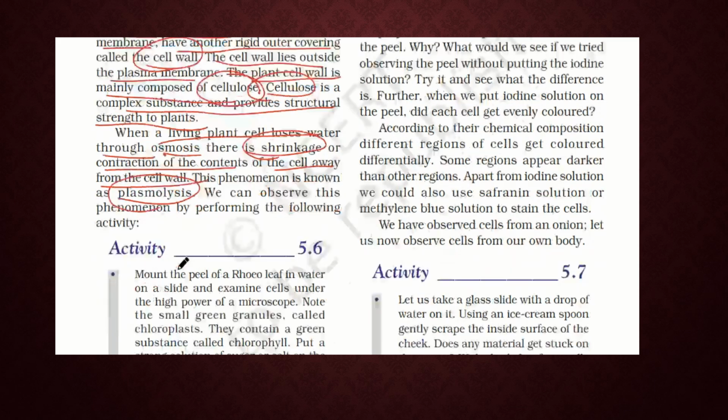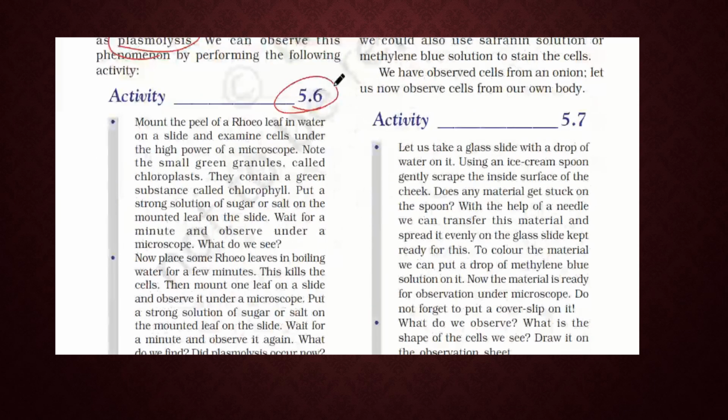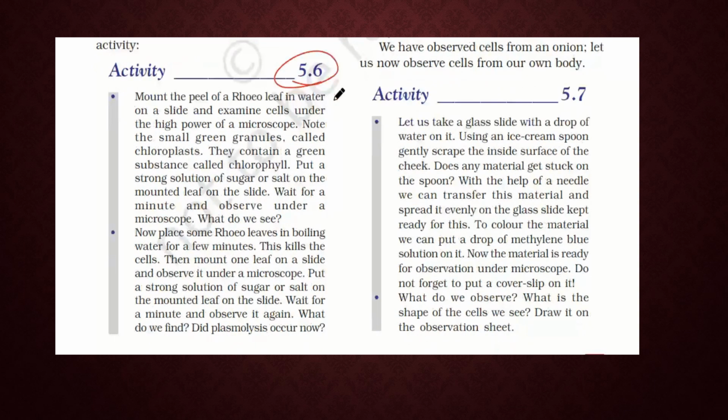Now we will take an activity here, activity 5.6. Let us discuss this activity. Mount a peel of Rhoeo leaf in water on a slide and examine the cells under the high power of a microscope. So what do we note? We have seen that small granules called chloroplasts are present in the leaf. They contain a green substance called chlorophyll.